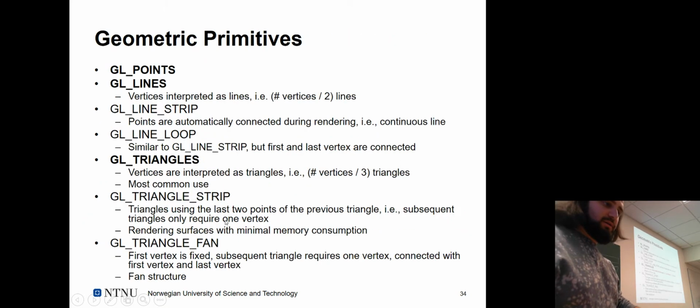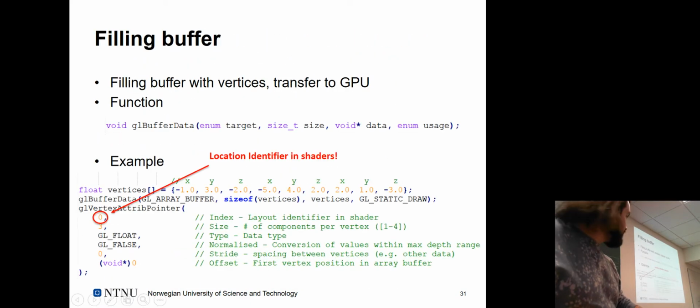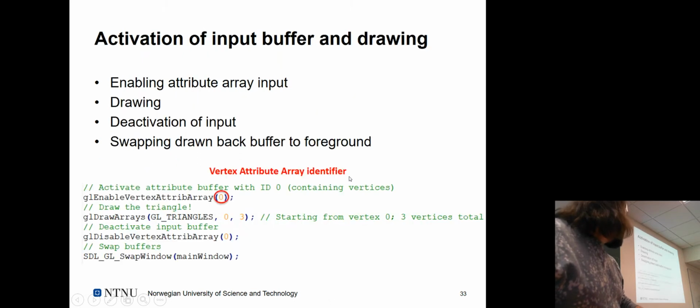vertex. So in this case, we start from this one, and this one. So this is the first vertex of the triangle. This is the second vertex. This is the third vertex. And we just tell it to have 3 vertices in total.